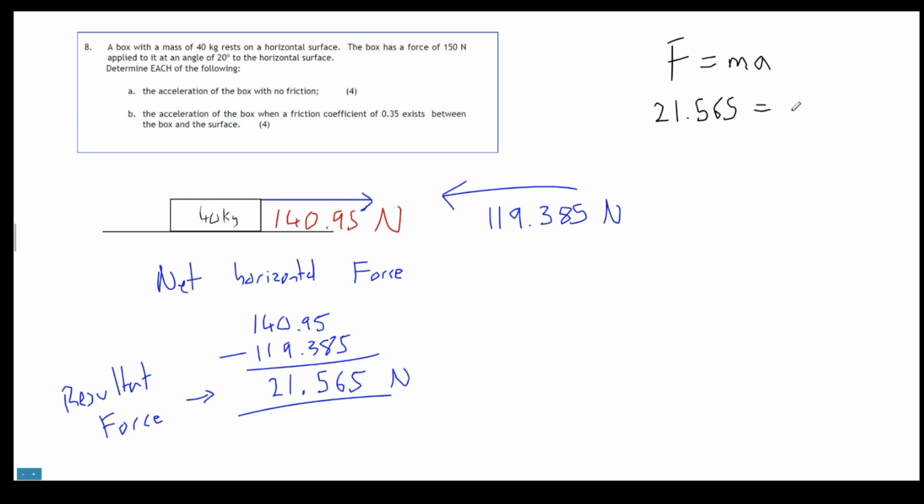Now this is equal to the mass of the object, which is 40 kilograms, times A. We can transpose by dividing by 40. So we get 21.565 divided by 40. This will be equal to our acceleration.